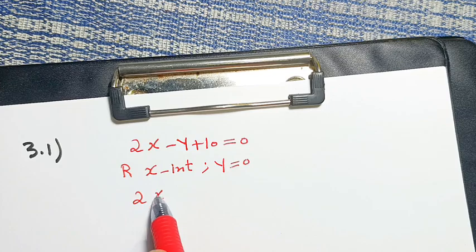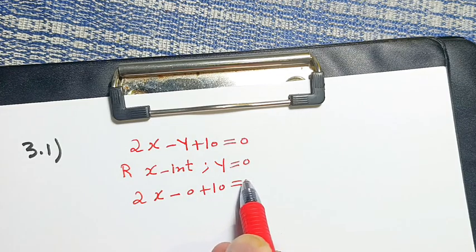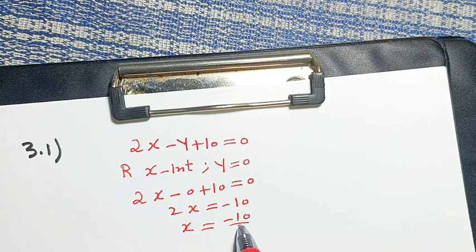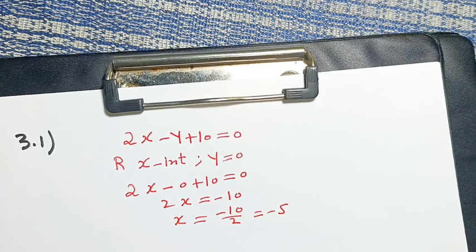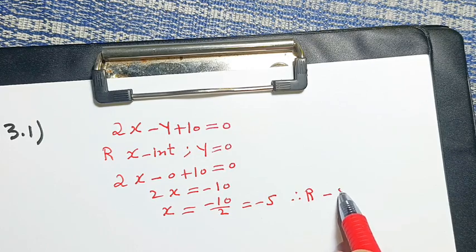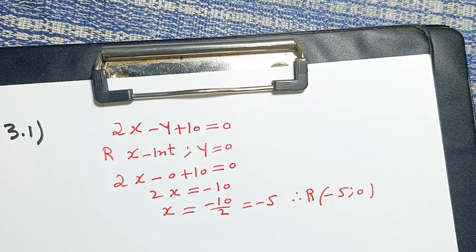It's going to be 2x minus 0 plus 10 is equal to 0. Now solve for x. It's going to be 2x, and positive 10 becomes negative 10. Now x equals negative 10 divided by 2, so the answer will be negative 5. Therefore R has x value negative 5 and y value 0. So this is the coordinates of R.